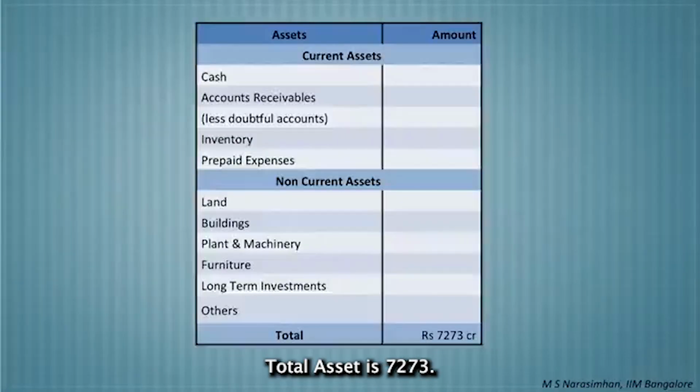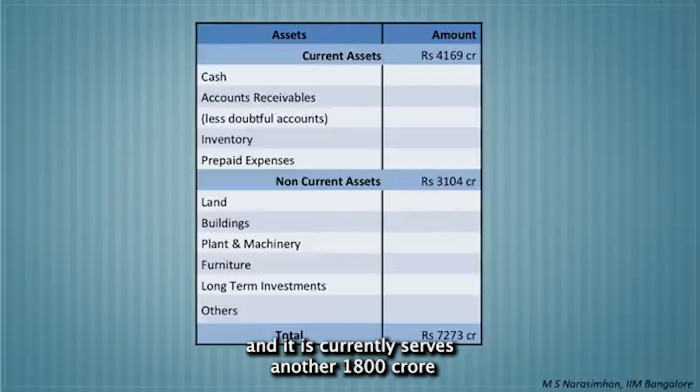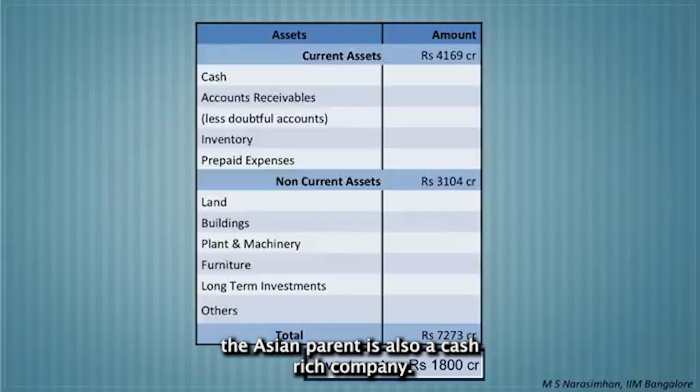Asian Paints total asset is 7,273 crores. Of this, 3,104 crore is non-current assets and the balance 4,169 crore is current assets. Another 1,800 crore are in investments. Like many large companies, Asian Paints is also a cash rich company.